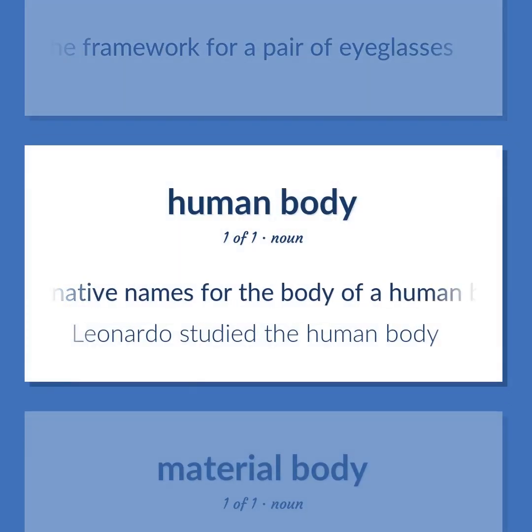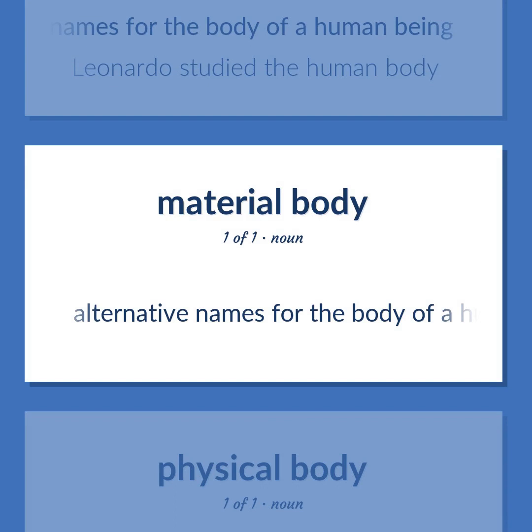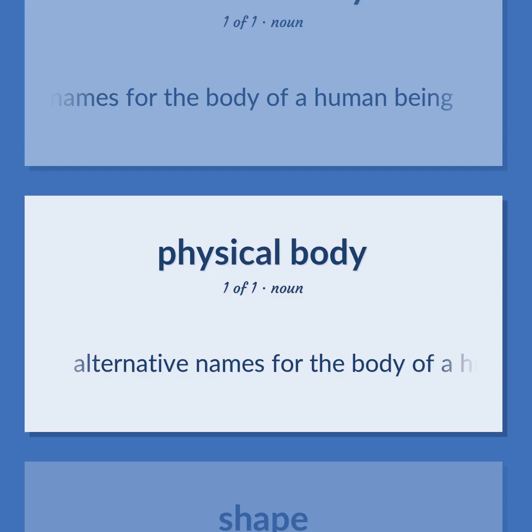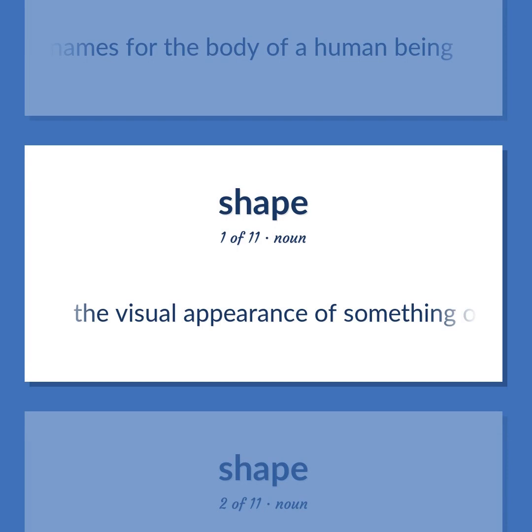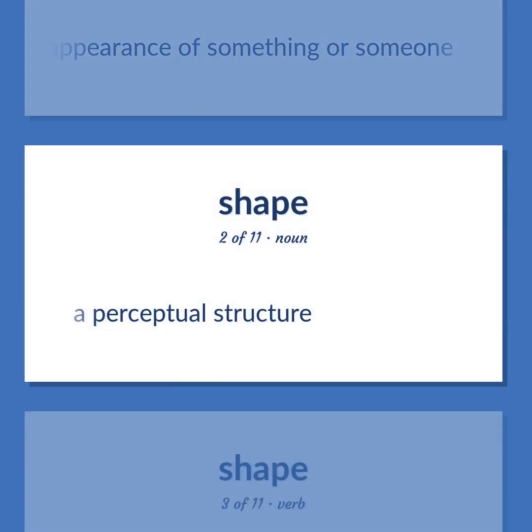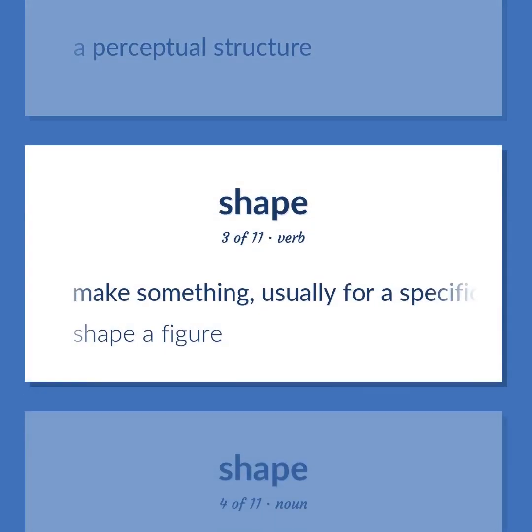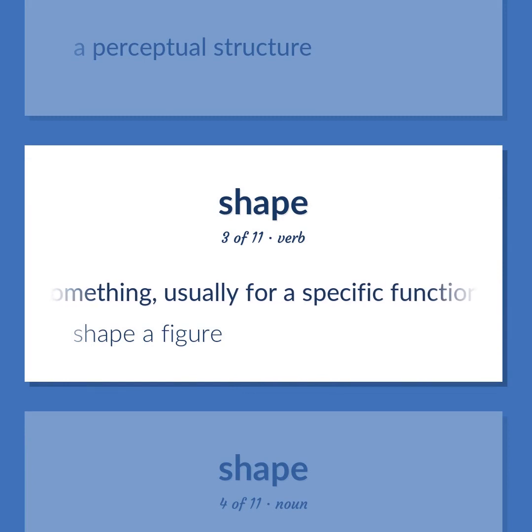Alternative names for the body of a human being. Leonardo studied the human body. Alternative names for the body of a human being. The visual appearance of something or someone. A perceptual structure. Make something, usually for a specific function. Shape a figure.